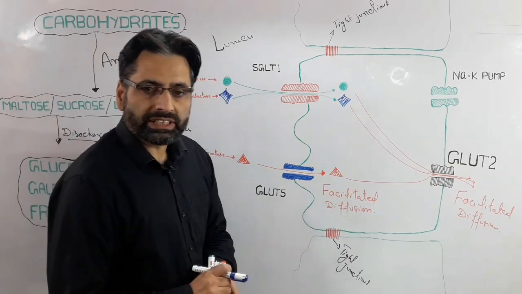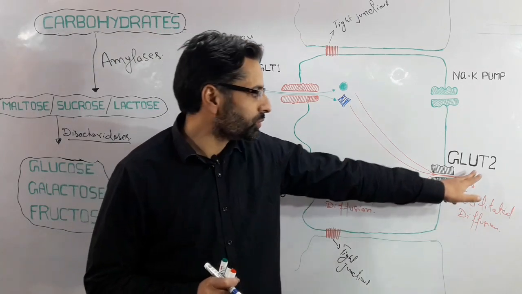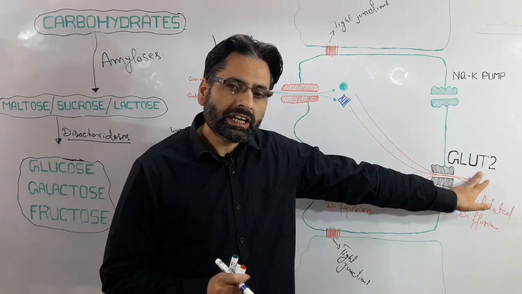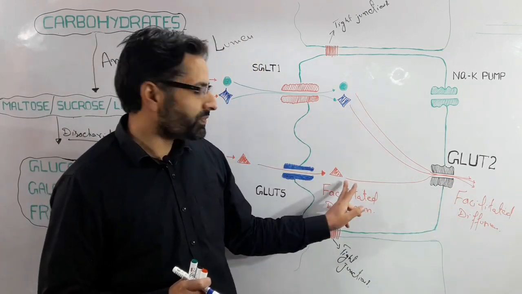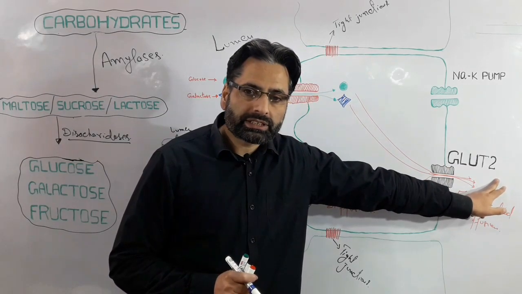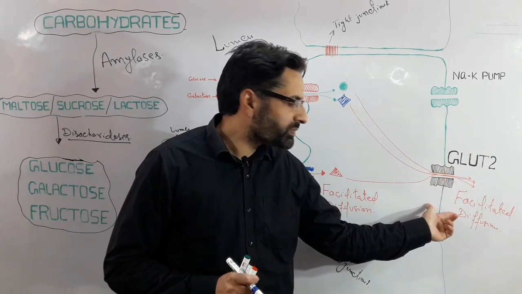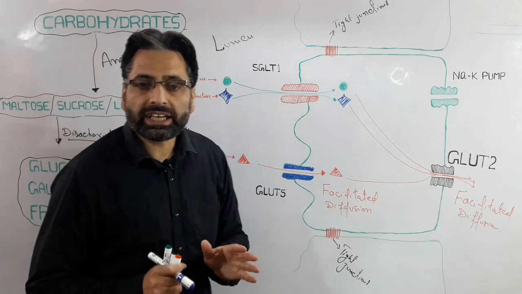और दूसरा facilitated diffusion जो होता है वो basolateral membrane पे होता है through this glucose transporter type second, and it involves the movement of this glucose, galactose and fructose from inside of the cell towards the blood capillaries, and it also occurs through this facilitated diffusion. It does not involve the expenditure of the energy.